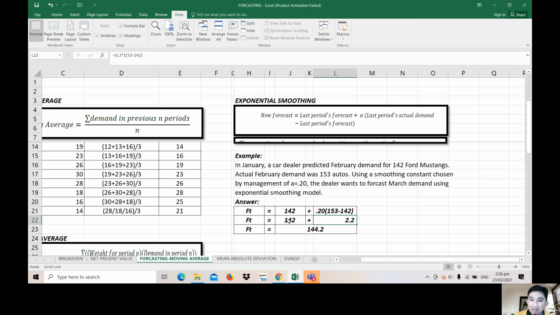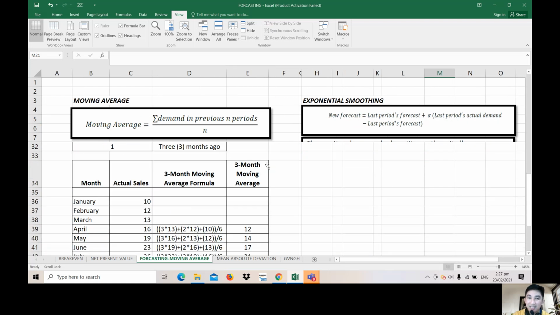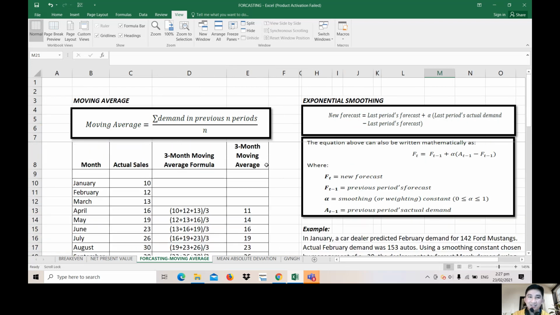We add it now to your forecast last month, 142. So therefore, your new forecast for the month of March will be 144.2 units. Okay? So that's how you solve exponential smoothing. It is easier and faster than moving average, wherein you really have to average. So those are the time series forecasting methods.